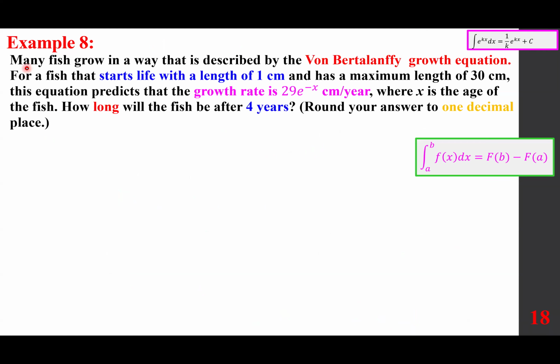Many fish, example 8, grow in a way that is described by the von Bertalanffy growth equation. For a fish that starts life with a length of 1 centimeter and has a maximum length of 30 centimeters, the equation predicts that the growth rate is 29 e to the power minus x centimeters per year, where x is the age of the fish. How long will the fish be after 4 years? And round your answer to 1 decimal.